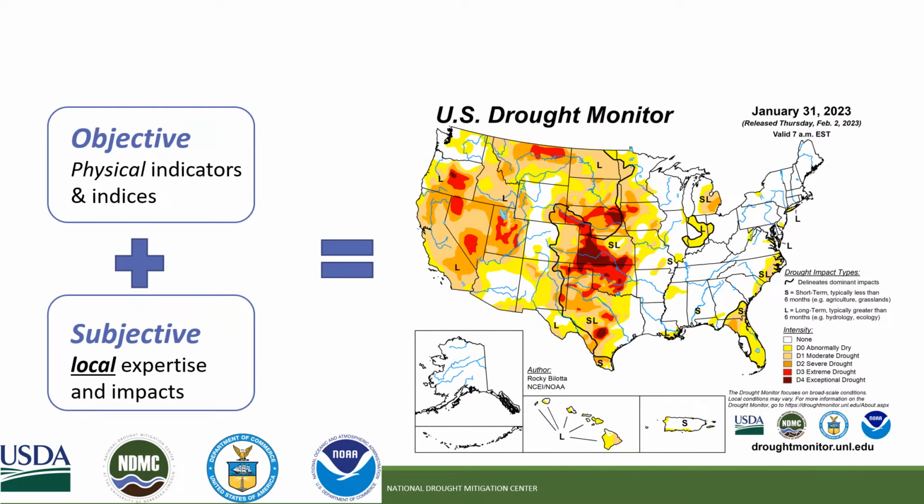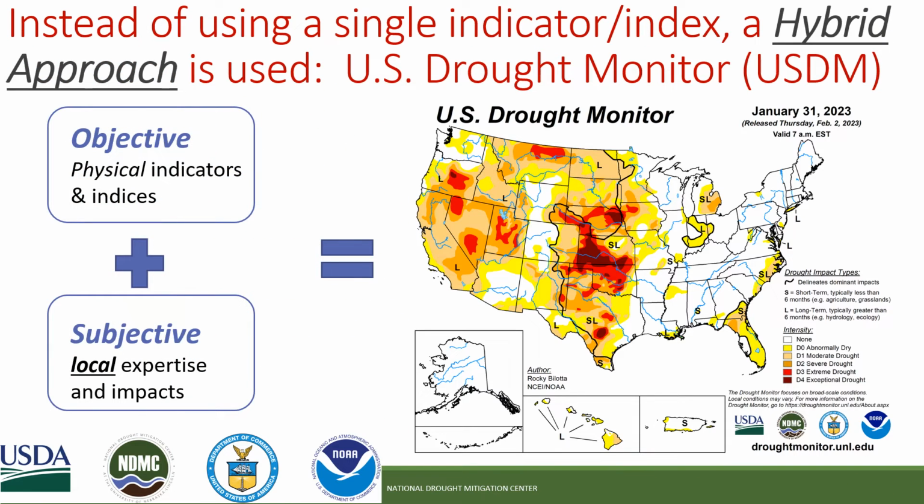So the U.S. Drought Monitor classifies drought severity using a number of drought indicators blended with subjective interpretation based on the expertise of stakeholders and decision makers across the country. The hybrid approach utilizes both objective and subjective data in that the physical indices and indicators, along with local feedback on conditions and impacts, are blended together each week by the lead U.S.